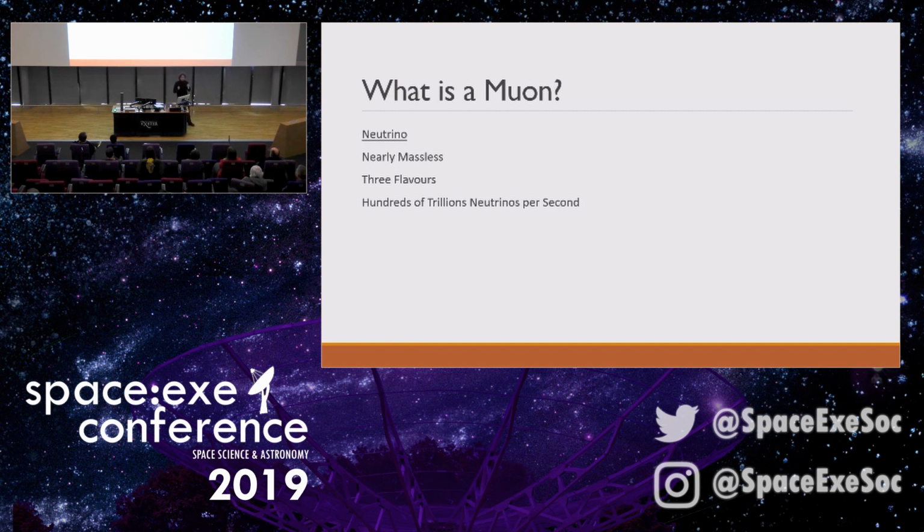So how do our muons stack up? Well, instead of being nearly massless, a muon is actually in between the mass of an electron and a proton, which isn't very impressive. It's right in the boring region. Instead of 3 flavors, we have just the one. And instead of hundreds of trillions of neutrinos, we've got tens of muons, whole tens, traveling through you every second.